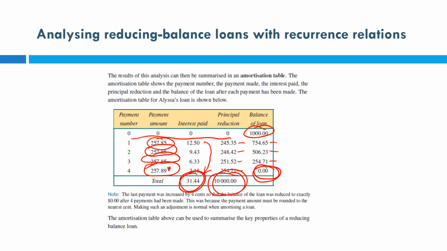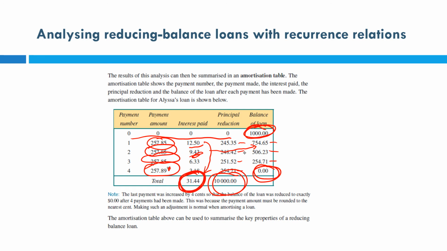Okay. Now, that interest that's been paid, that's been calculated based on the previous balance. So the $12.50, that's the percentage, the rate, the interest rate. That's 1.25% of the 1,000. The next one, that $9.43, will be calculated using $754.65. Same percentage.